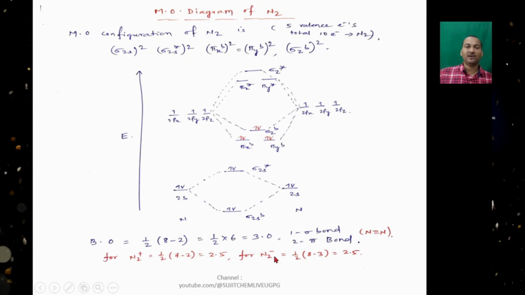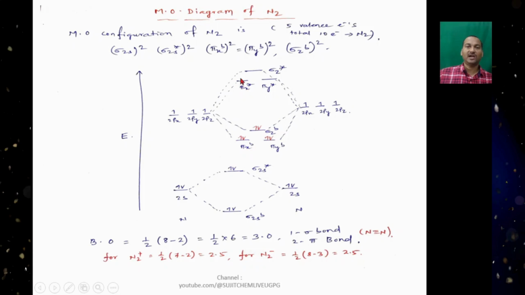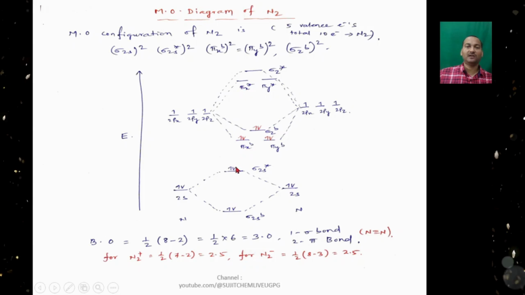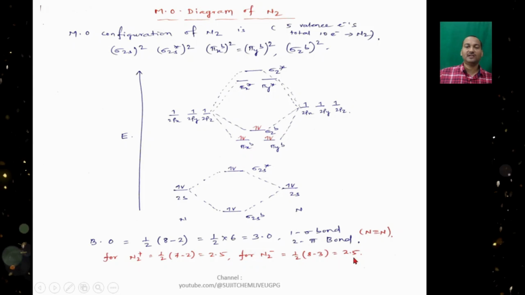Similarly N2 minus ion. So 1 electron will be added. So another electron will be in the antibonding orbital. So the number of antibonding electrons will be 3. So 1 by 2 whole into 8 minus 3, that is 2.5.